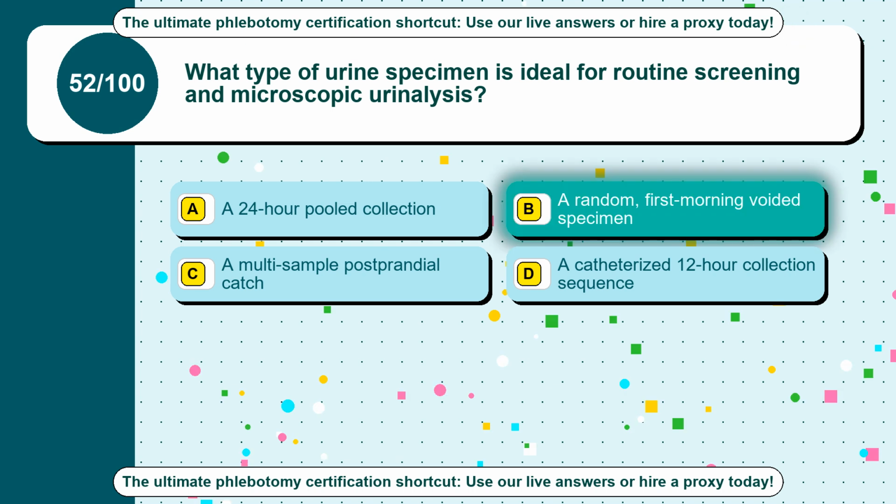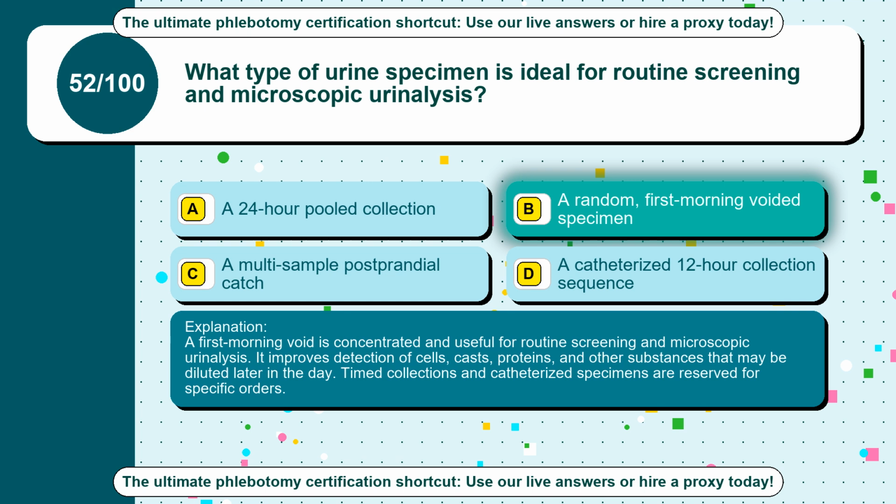The correct answer is option B, a random, first morning voided specimen. A first morning void is concentrated and useful for routine screening and microscopic urinalysis.